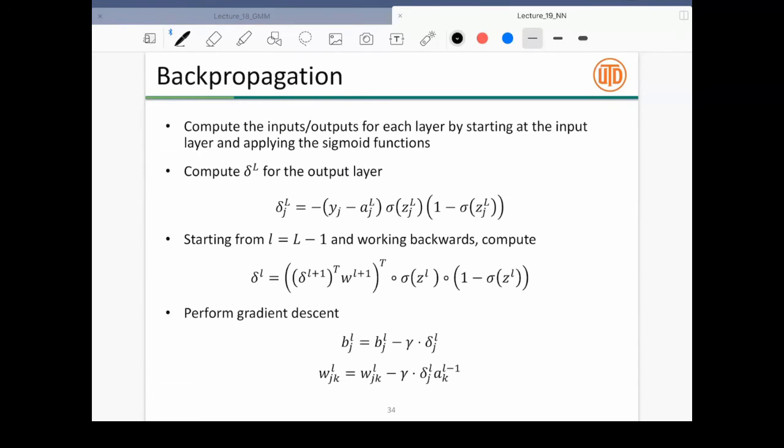Okay, so this is backpropagation. Compute the inputs and outputs of each layer by starting at the input layer and applying the sigmoid function. We compute delta L for the output, and this is what we get. Then starting at layer L minus 1 and working backwards, we use this recursion, and then we perform gradient descent.